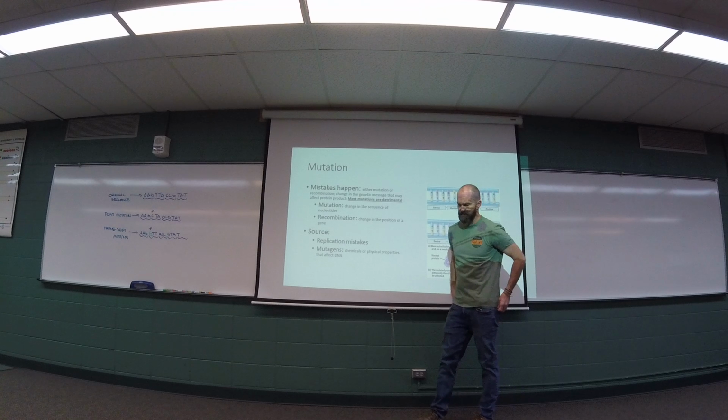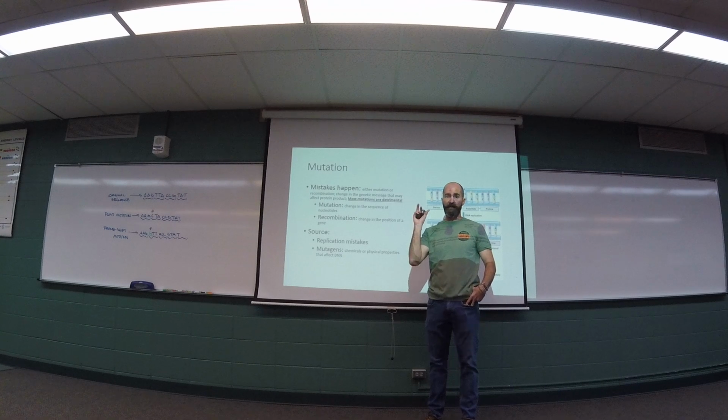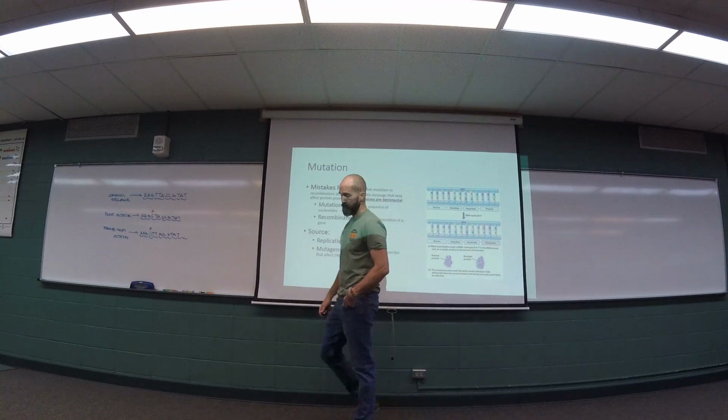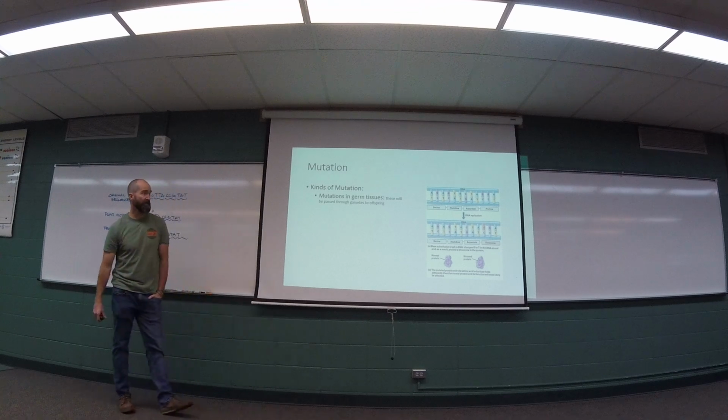Luckily, our cells have a proofreading system, and they're really, really good at identifying replication errors and fixing them. If they're irreparable, then we know that the cell irrevocably enters a G sub 0 phase until ultimately it's digested through apoptosis.